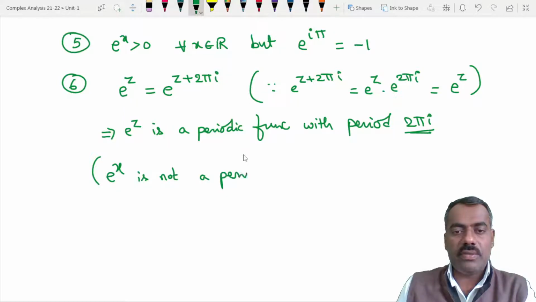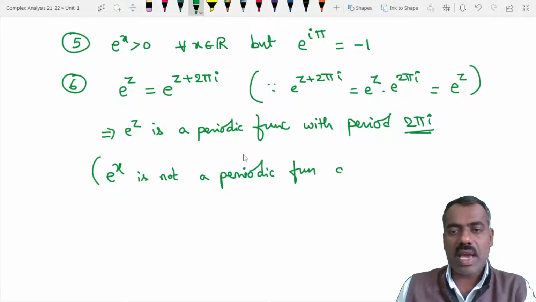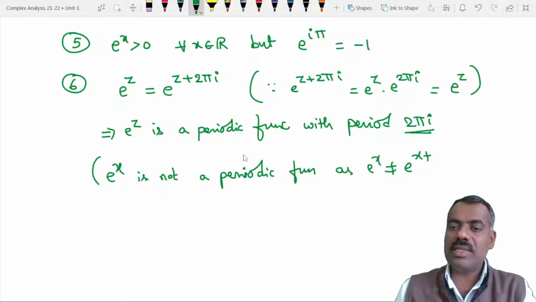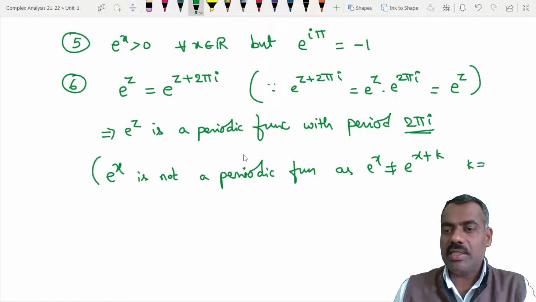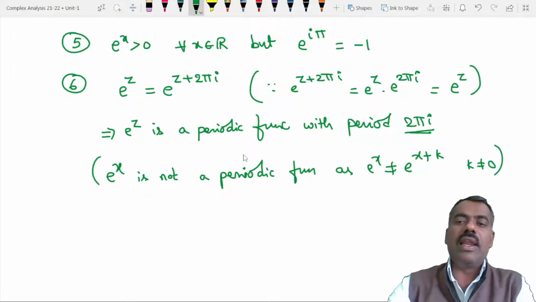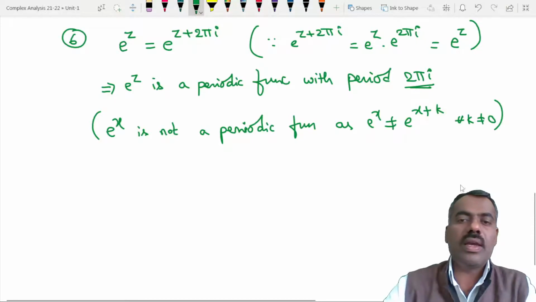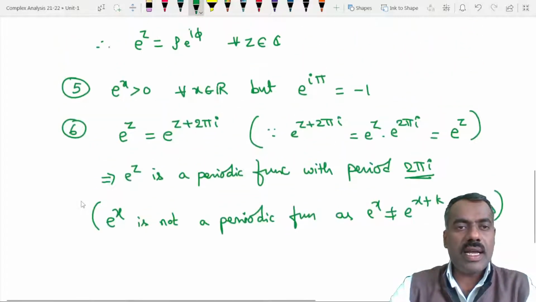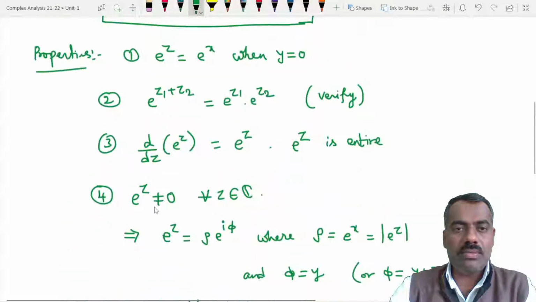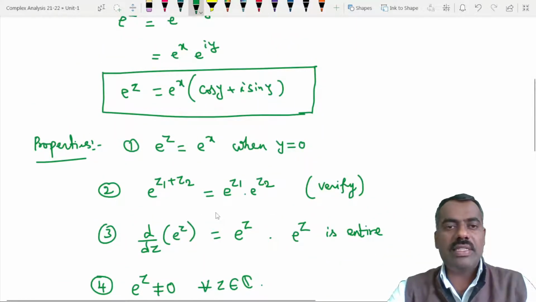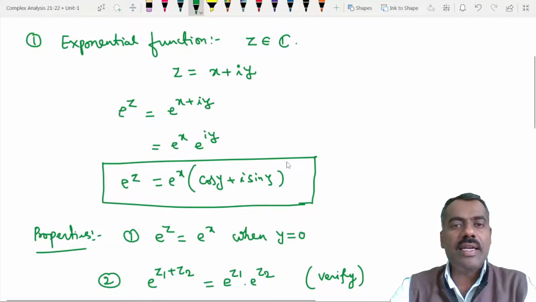Whereas e power x is not periodic, as e power x is different from e power x plus k, where k is any non-zero real number. This is not at all true, right. So these are some of the things. Of course, we'll see properties again and again later.